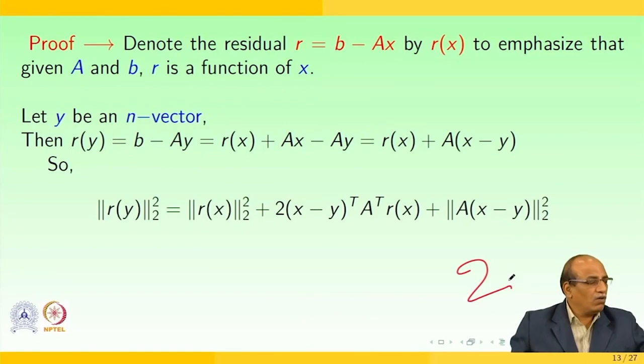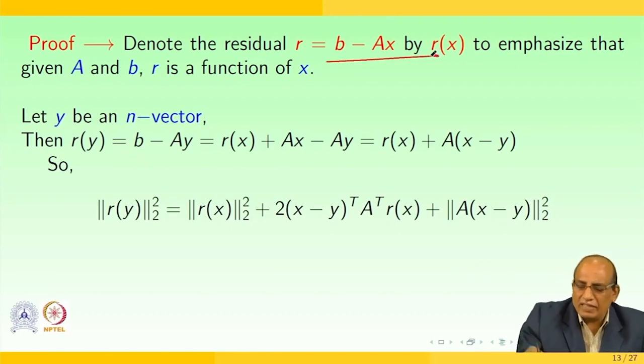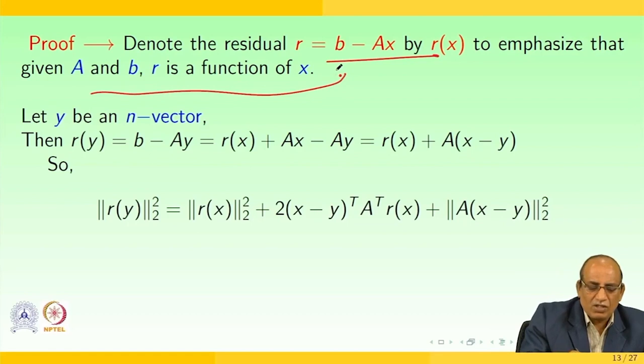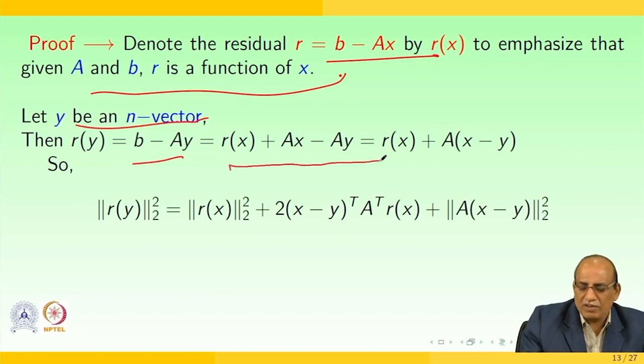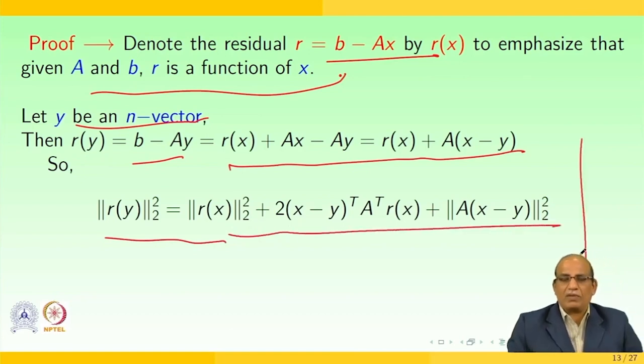So, you do have what we call r is equal to b minus Ax. So, let us denote this residual as b minus Ax to emphasize that A and b are fixed and r is a functional of x. So, say let y be any vector, then r(y) is equal to b minus Ay, which is r(x) plus Ax minus Ay, and the norm squared of r(y) is the norm squared of r(x) plus 2 times (y minus x) etc. By using the fundamental properties, we are able to make use of this.